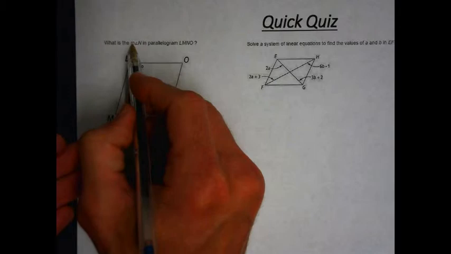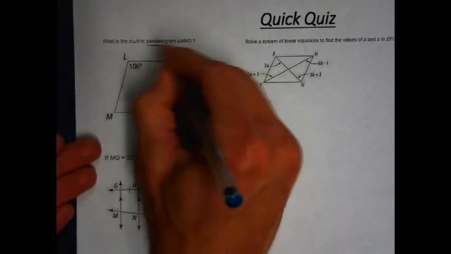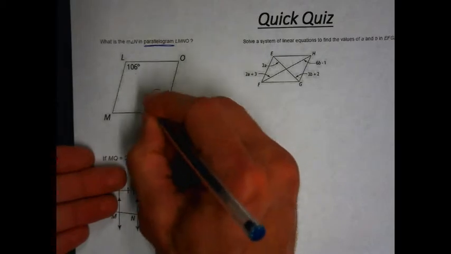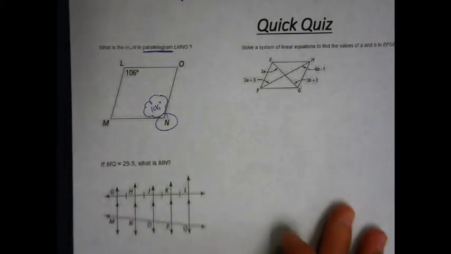So in this particular question here, it's asking what's the measure of angle N down here. Parallelogram LMNO. Guess what we know about parallelograms? Opposite angles are congruent. 106. Piece of cake. Next question.